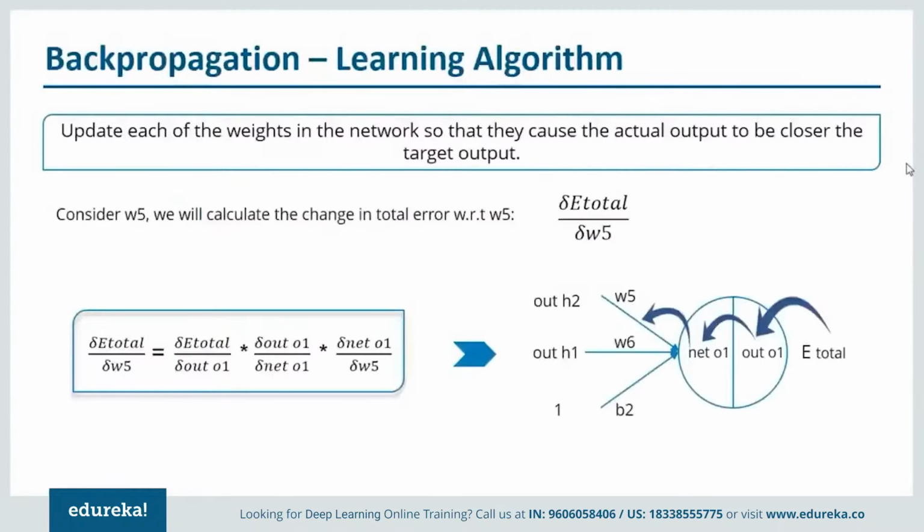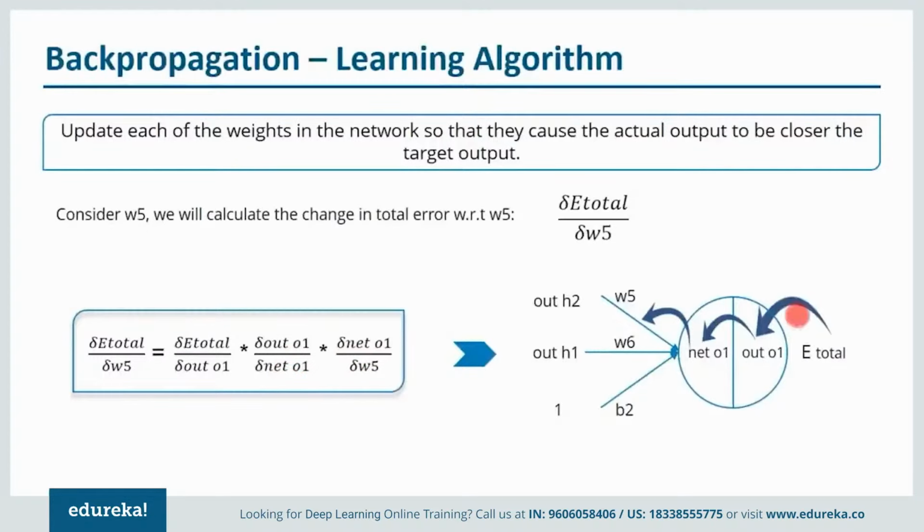Next, we need to update the weights so as to decrease this error. First, we're going to calculate the change in total error with respect to any of the weights. We'll take W5 for example, just to show you. So we calculate the change in the total error with respect to the weight W5. We're going to apply the chain rule here. Using partial derivatives, we calculate delta E total by delta out O1, into delta out O1 by delta net O1, and then delta net O1 by delta W5.